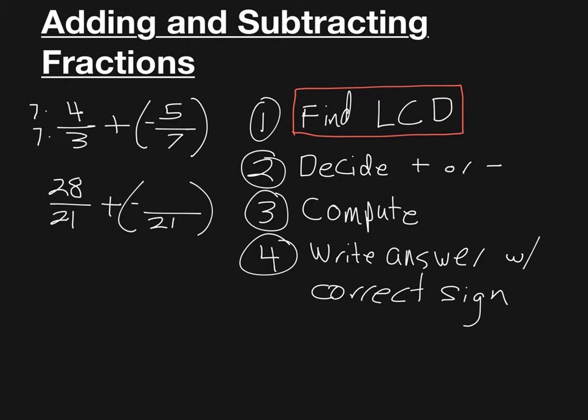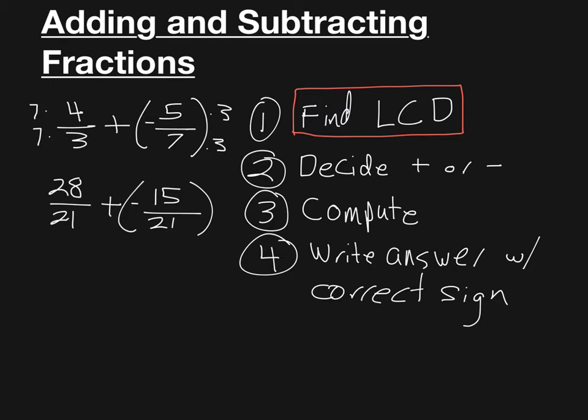In the second fraction, we have 7 in the denominator. I know I need to multiply that by 3. That means I also need to multiply the numerator by 3. 5 times 3 is 15. So now my new expression is 28 over 21 plus negative 15 over 21.